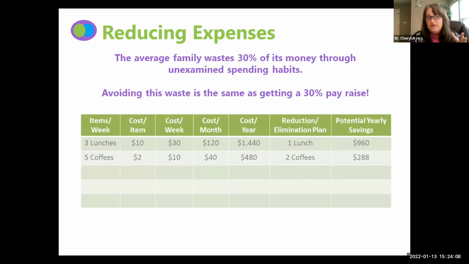So here's an example that runs through this whole notion of eating out three lunches a week or going by Starbucks for five coffees a week. It goes through the math, wonderful math activity. And it ends up showing, if you look at the fifth column over, three lunches a week, and take time to do the math with your students, ends up costing you about $1,500 a year. Five coffees a week cost you about $500.